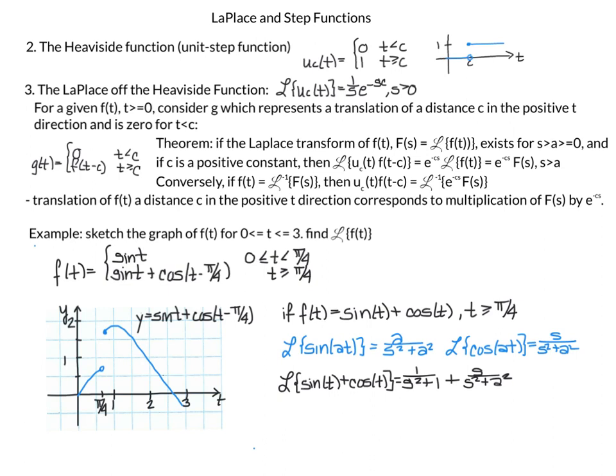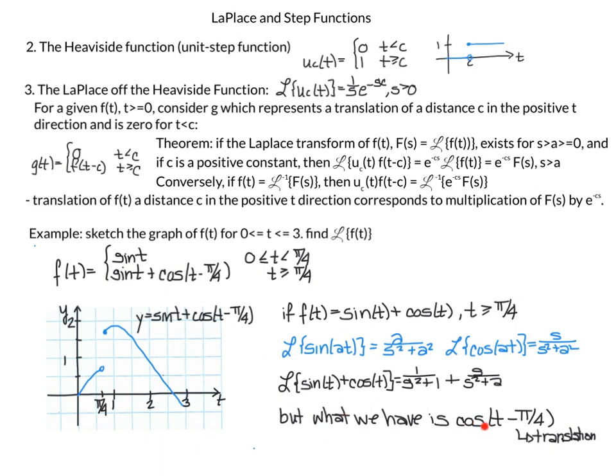If you look at your table, the Laplace of sine of at is equal to a over s squared plus a squared, and the Laplace transform of cosine of at is s over s squared plus a squared. So the Laplace transform of sine plus cosine, because it's linear, with a equal to 1, is 1 over s squared plus 1 plus s over s squared plus 1.